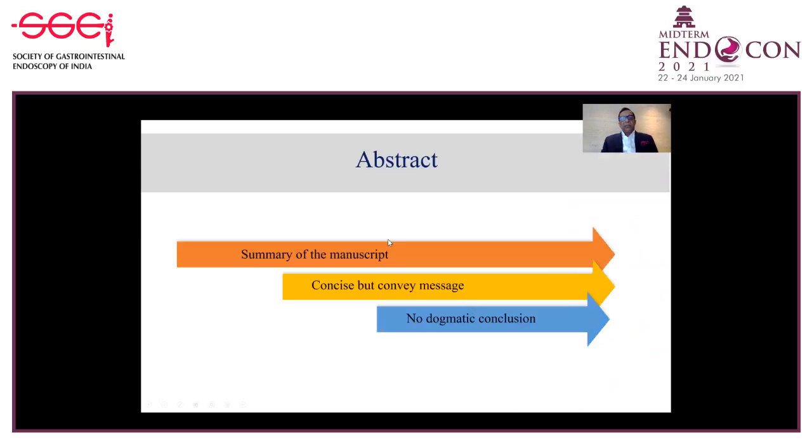And this is true for scientific publication also. Coming to the components of the manuscript, the abstract is most important. It must give you a good summary as an editor. The abstract should be concise, but should convey the message in the article. And most importantly, don't be dogmatic in your conclusion. Only conclude what your results can show.